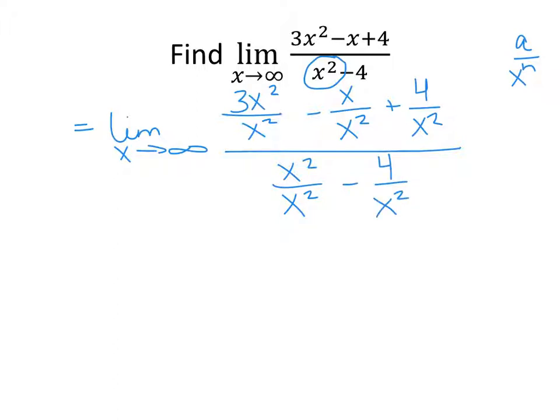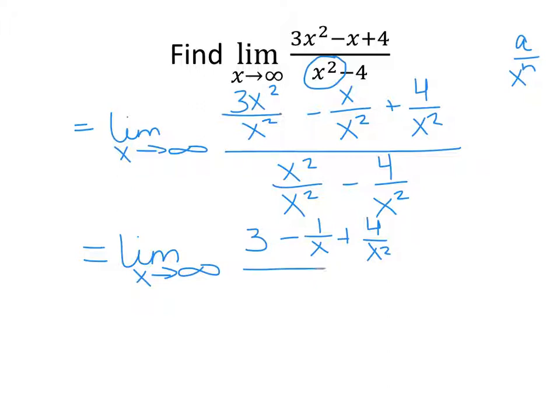Now, all I'm doing is making this look different. I am not changing the equation because I'm doing the same thing to each term. I'm essentially multiplying that whole expression by x squared over x squared, which is equal to 1. So that's why nothing's changing. I'm just making it look drastically different, but it puts it in a form that we're then able to work with. So the limit as x approaches infinity of 3 minus 1 over x plus 4 over x squared, all over 1 minus 4 over x squared.